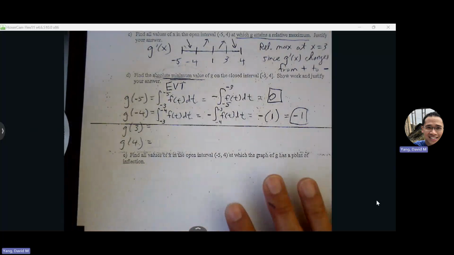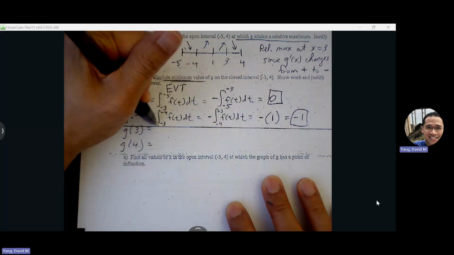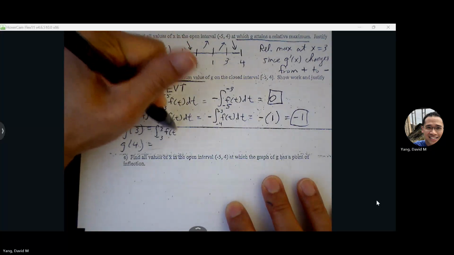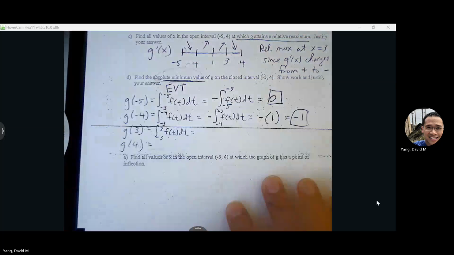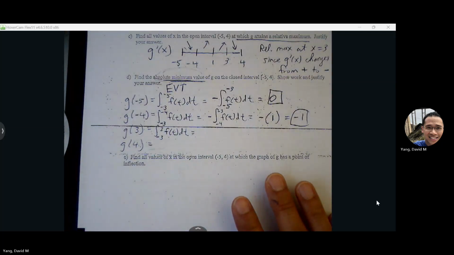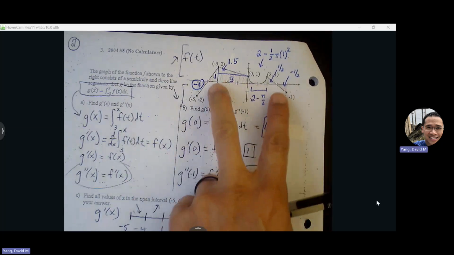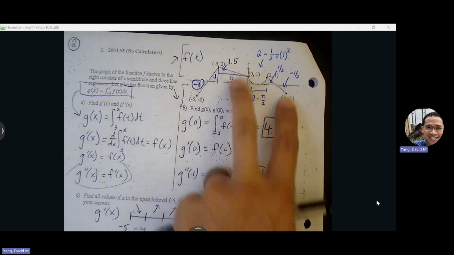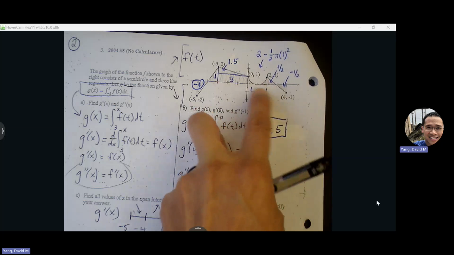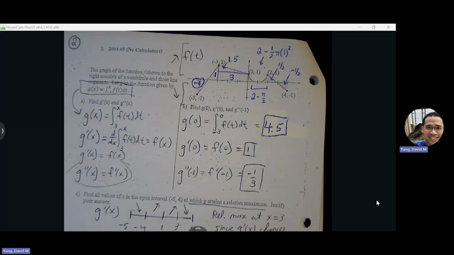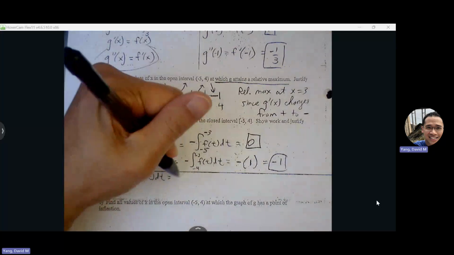G of 3 is the integral from -3 to 3. I'm going to add all these up here. So -3 to 3 is just going to be the rectangle, the triangle, the rectangle minus the triangle, and then adding up those two triangles.